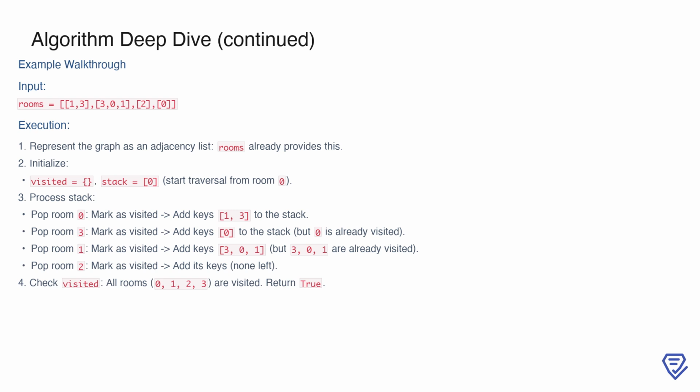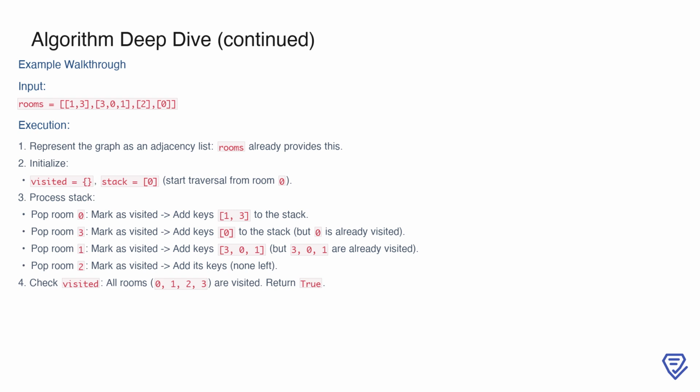Since room 0 is already visited, we skip it. Then, we pop room 1, mark it as visited, and process its keys, skipping rooms that have already been visited. Finally, we pop room 2, mark it as visited, and process its keys, which are empty. At the end of this process, all rooms 0, 1, 2, and 3 are in the visited set, so we return true.